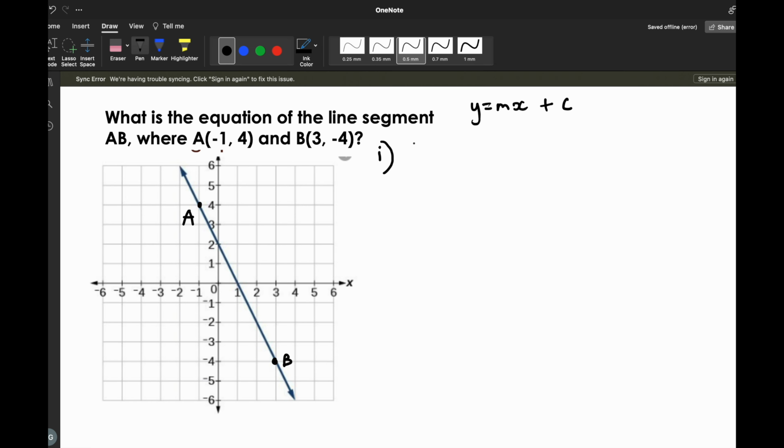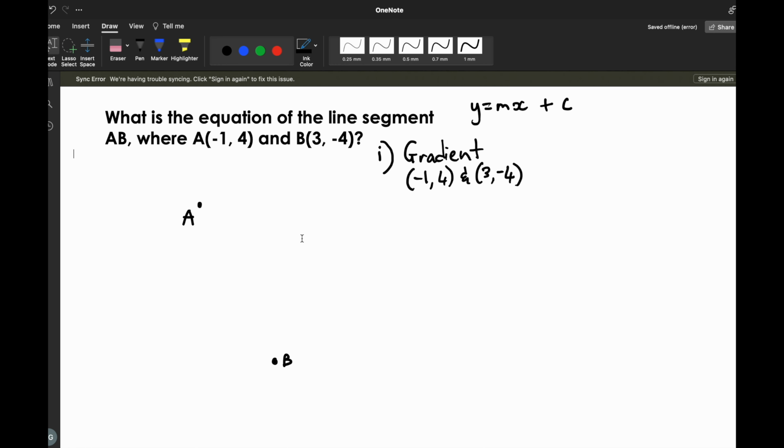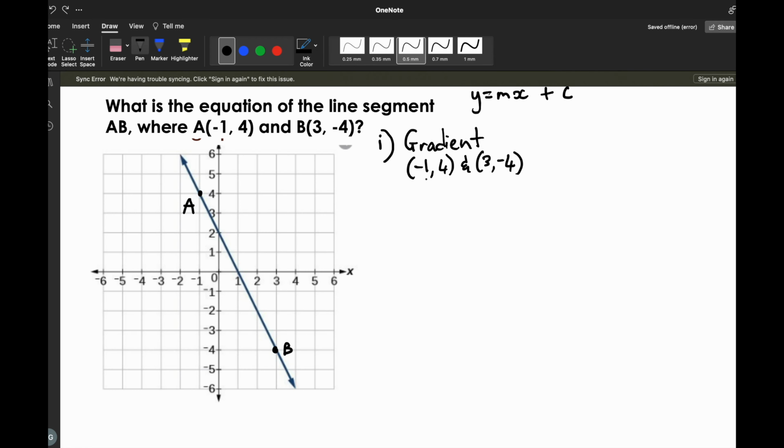So the first thing we want to look at is the gradient. All right, so the gradient, and we have 2 points, A and B, which would be -1, 4, and 3, -4. Now, this is me asking this question as if this graph was not here. All right, I'm just keeping it here for visual representation that we can reflect back and look at. So when we calculate the gradient, we say y2 minus y1 over x2 minus x1. So therefore, I need to label this one here. I would say x1, y1, x2, y2.